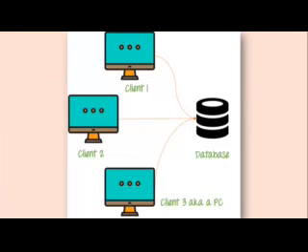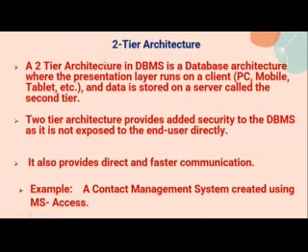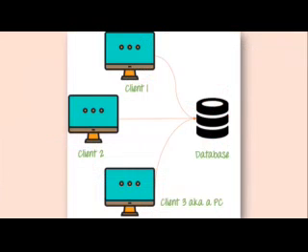So here, first, two-tier architecture. In DBMS concepts there are two-tier and three-tier. First, the two-tier architecture. It is one of the simple architectures, which follows the client and server model. Let's see the diagram. You can understand that some number of clients will be there and the data is connected.